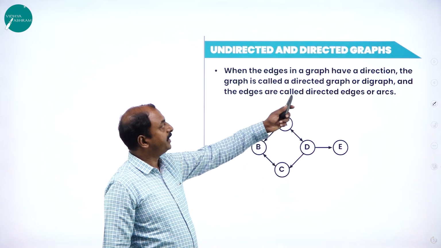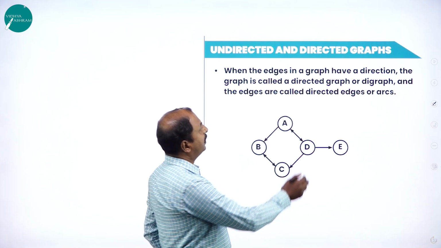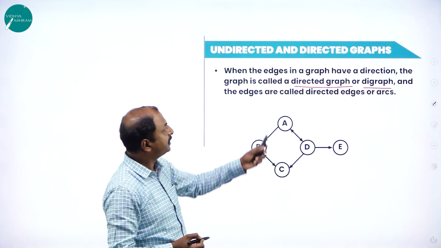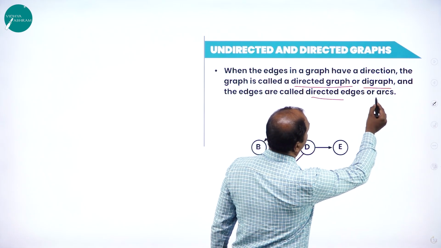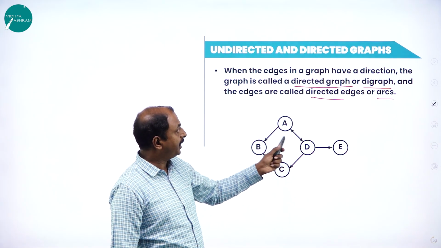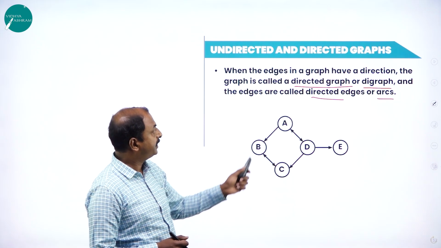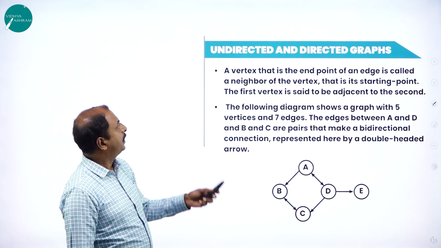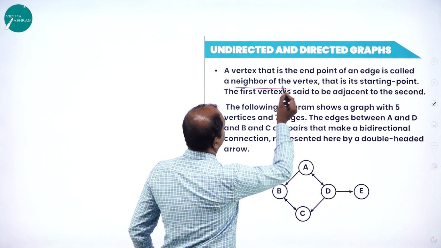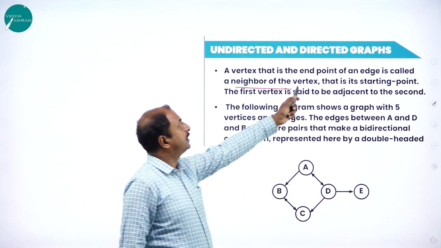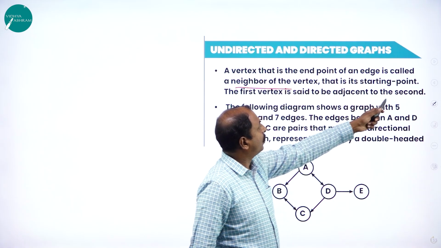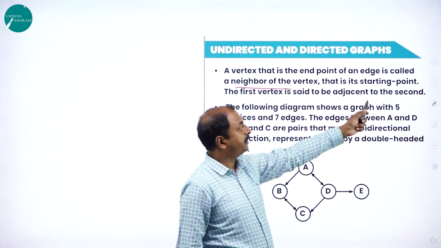Now, when the edges in a graph have a direction, the graph is called a directed graph or digraph, and the edges are called directed edges or arcs. In this example, the edges have a direction, so it is an example of a directed graph or digraph. Now, a vertex that is the end point of an edge is called a neighbor of the vertex that is its starting point. The first vertex is said to be adjacent to the second.